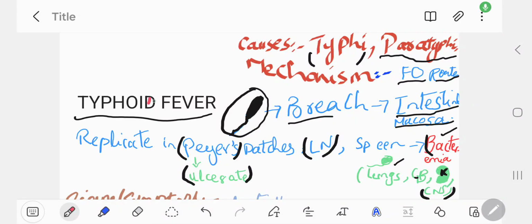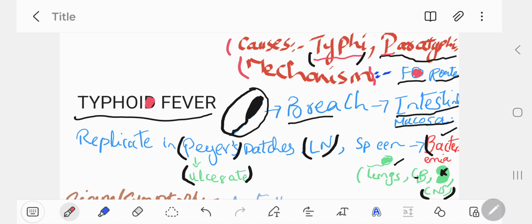We will discuss typhoid fever. So, what is typhoid fever? Typhoid fever is a fever that has a step pattern and is caused by Salmonella typhi and in some cases Salmonella paratyphi. The mechanism of its infection is that it enters the body through the fecal oral route.